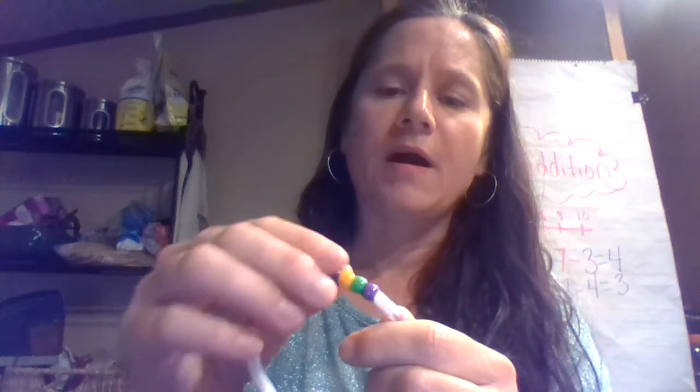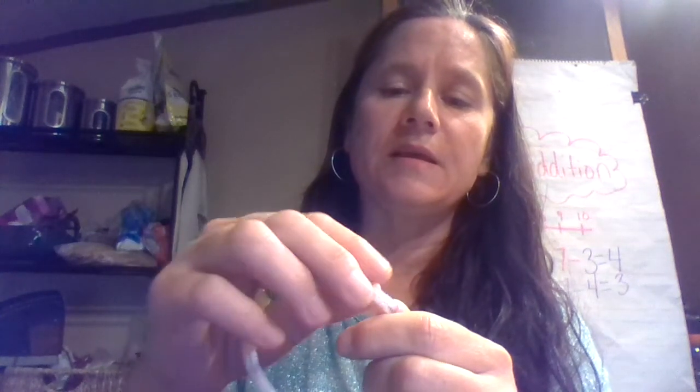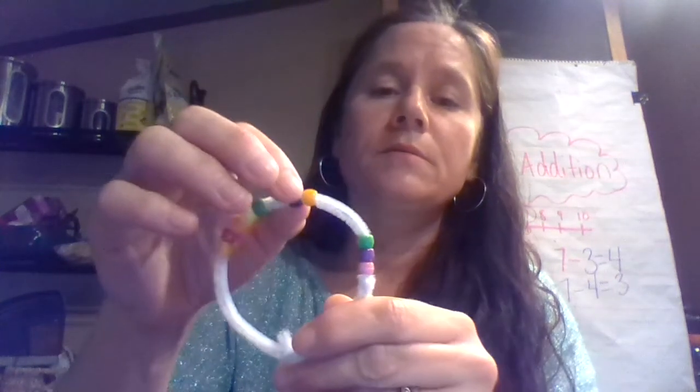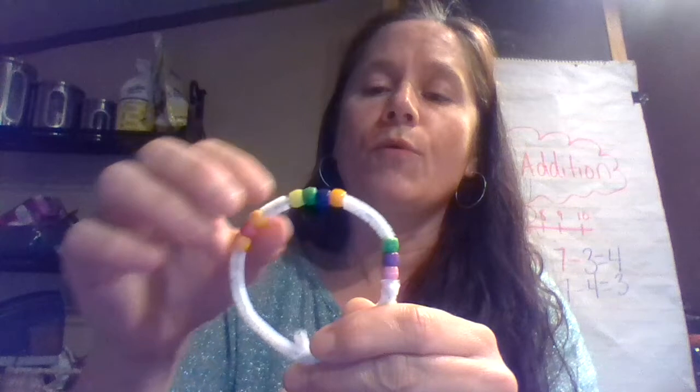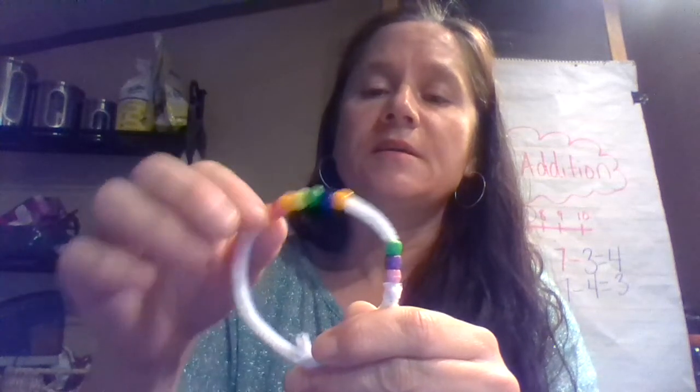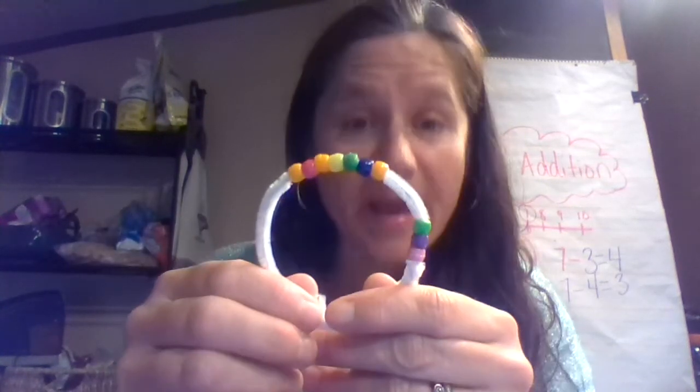1, 2, 3, 4, 5, 6, 7, 8, 9, 10. Okay, so there's 10. We know there's 10 total. So if I want to do addition, I could do addition. If I want to do subtraction, I want to do subtraction. So I'm going to start with addition. So I'm going to do 3. Okay, so 3 plus 1, 2, 3, 4, 5, 6, 7 equals 10.